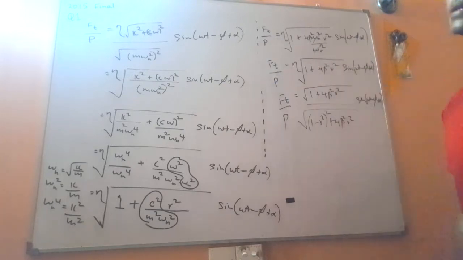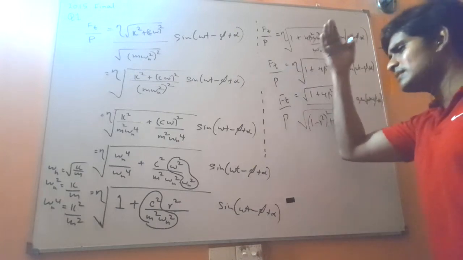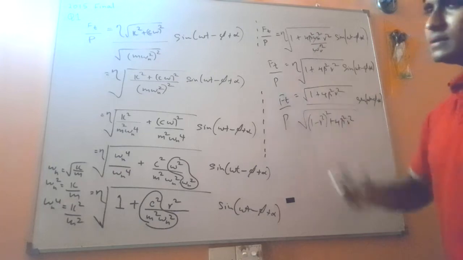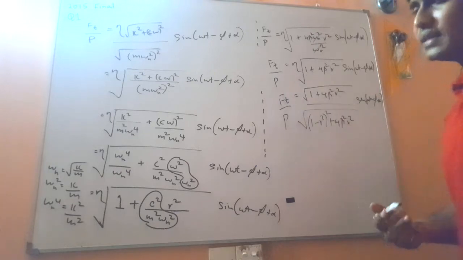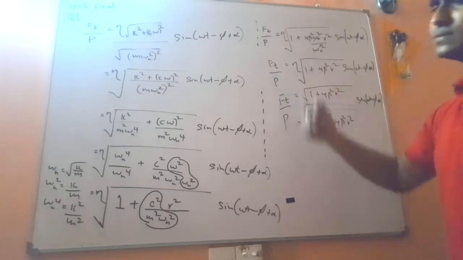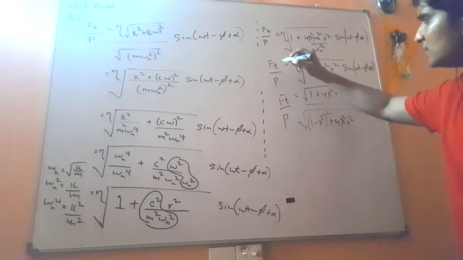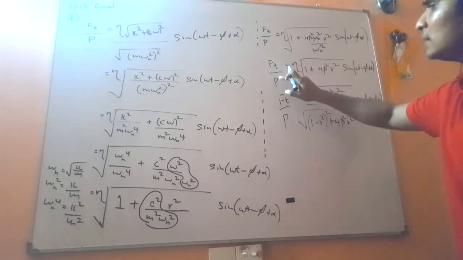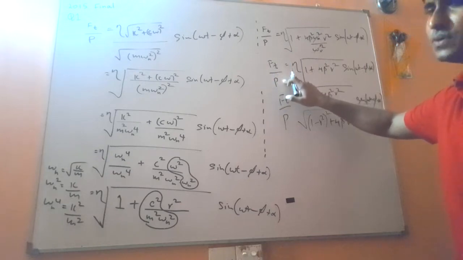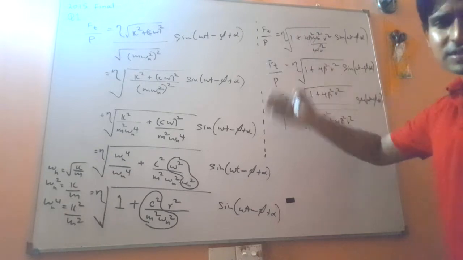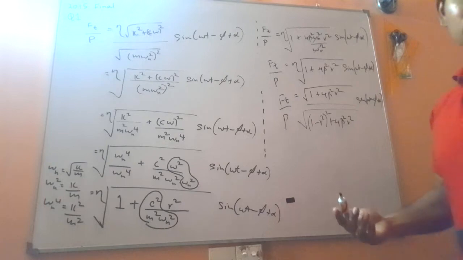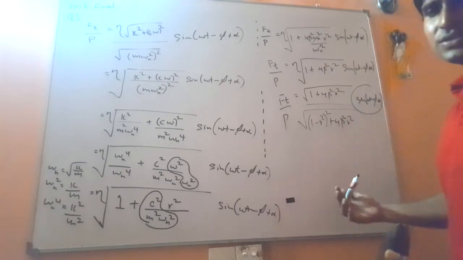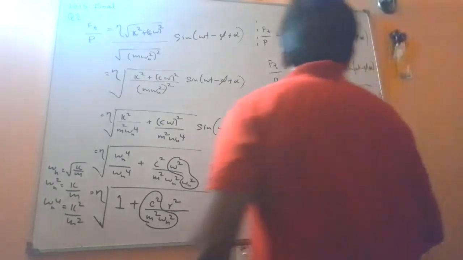What is Ft? Ft is the force that is transmitted to the ground through isolation. What is p? That is the magnitude of the excitation force. So this is the ratio of the force that is transmitted to the ground and the magnitude of the excitation force. If you are going to consider a ratio, definitely you do not have to worry about the sine component.